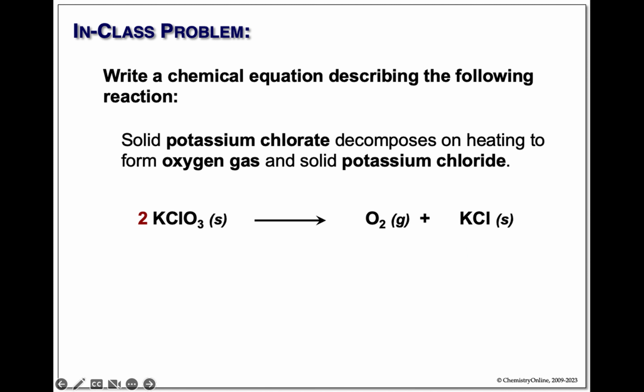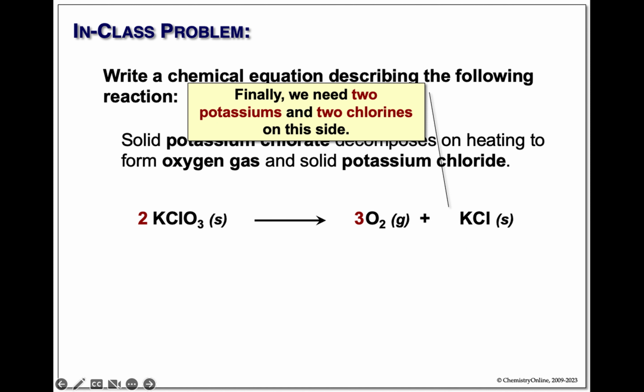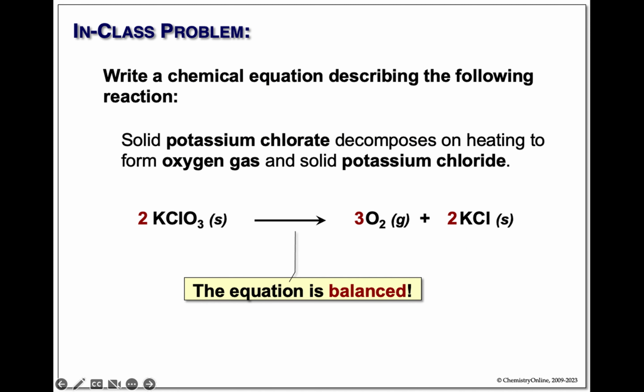Now, this gives us 6 oxygens, right? We have 2 on this side. We can get 6 on this side if we stick in a 3. This gave us 2 potassiums, 2 chlorides. We only have 1 of each here. We need another 2. And we have balanced our equation. Any questions?